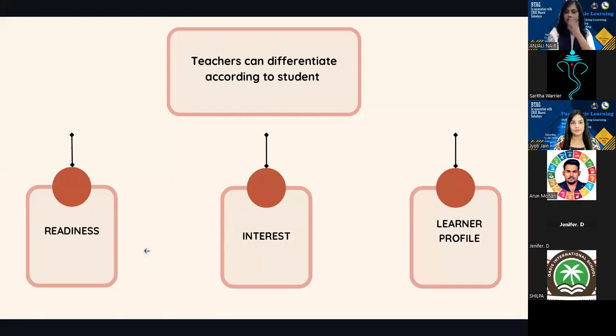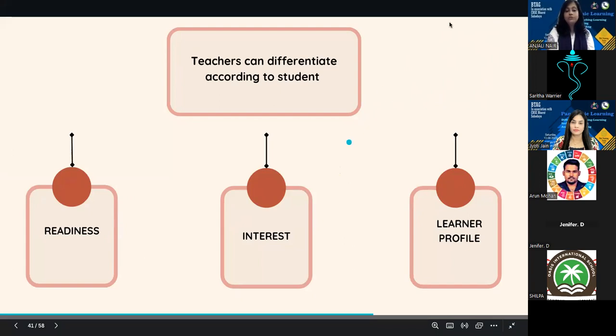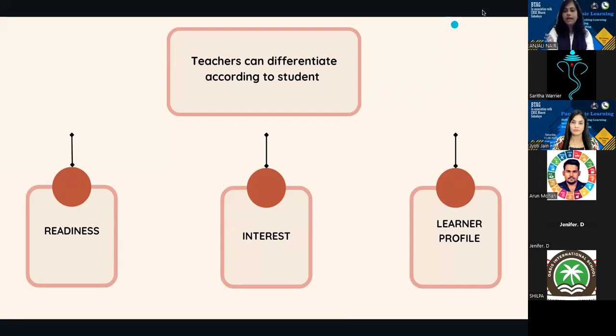So let's come to the next part of differentiation, that is differentiation according to the students: the need, the readiness, the interest, and the learning profile of students. So teachers can differentiate according to students' readiness, interest, and learner profile.